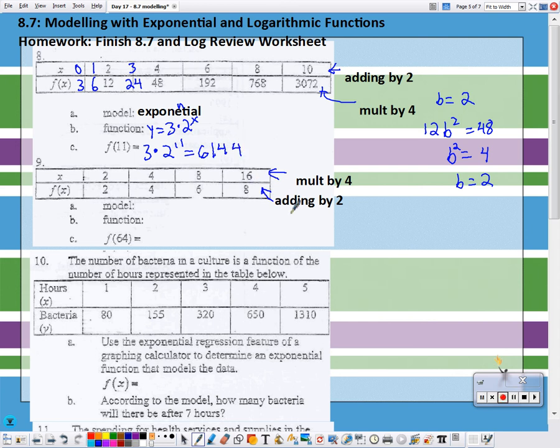Number 9, we still have to deal with this whole adding by 2 phase. So now we've got a b up here. So, we kind of think about here the multiplication pattern is 2 times b squared equals 4. So, unfortunately, now we've got b squared equals 2, and b is equal to root 2, which is just a little weird, but it's not the end of the world. It's still a log function. It's going to be y equals log base root 2 of x.